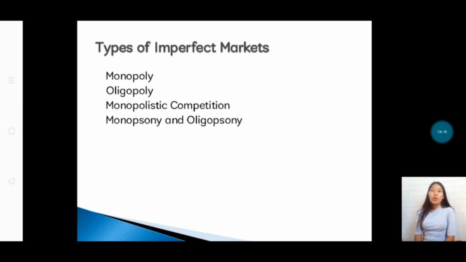What is monopsony and oligopsony? What is the difference? These structures have many sellers but few buyers. In both cases, the buyer is the one who manipulates market prices by playing firms against one another.